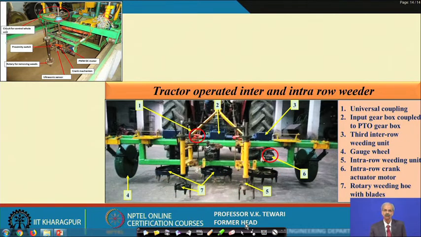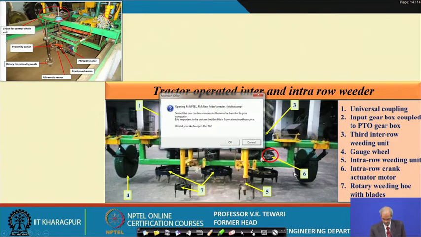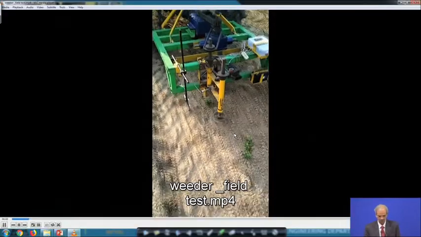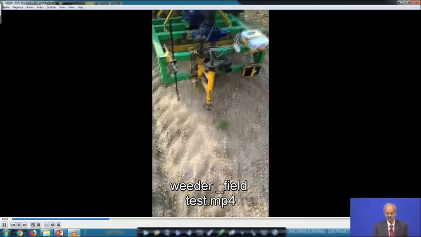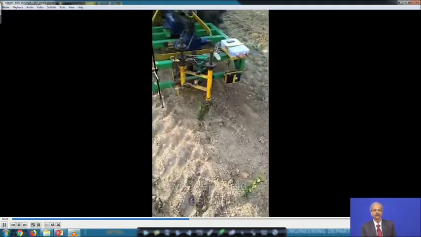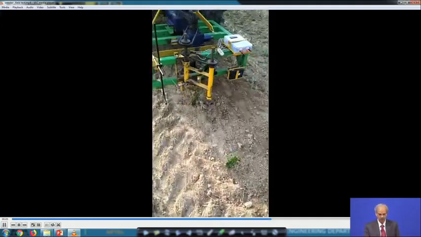Now, I will show you how this works actually. Yeah, actually in the field condition, we have tested it. You may see that the weeds are not so much, but we have created this to show you how it will work in the field condition. When a large number of weeds are there, you will be able to understand what it is.